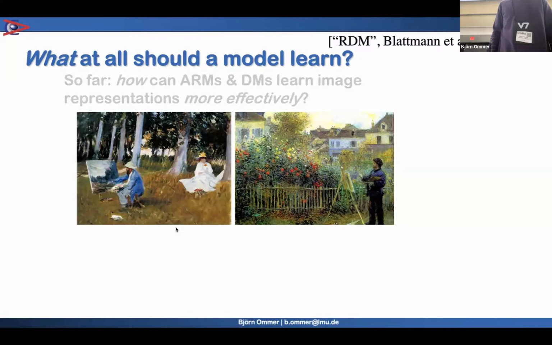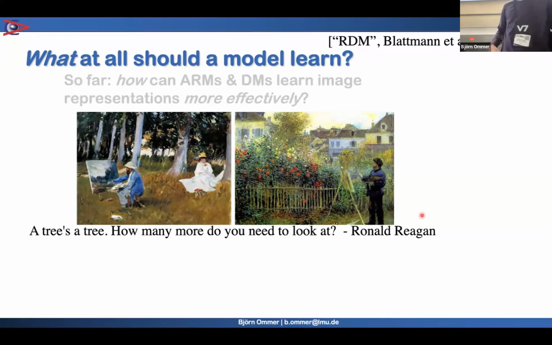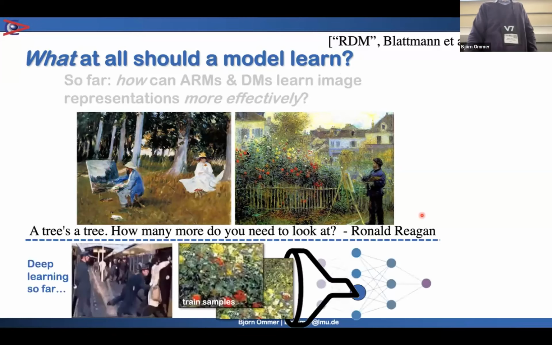When he was painting trees, he was actually going out there and looking at trees. Now, he was a gifted artist. Why does a gifted artist need to go out and look at trees when he's painting trees? Doesn't he know what trees look like? I mean, like Ronald Reagan so infamously said, a tree is a tree. How many more would you actually need to look at? And still, it kind of makes sense, right? Because nature gives you an infinite amount of variability. And that's what he was actually using as a source of inspiration.